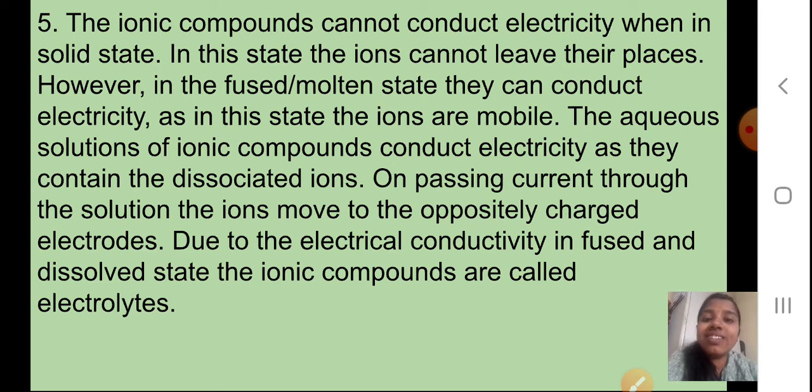Because of the electrical conductivity in fused and dissolved state, meaning in aqueous state or fused state, the ionic compounds we call them electrolytes. Okay, you have studied electrolysis in your 9th standard also. Please go through that again in the 9th standard textbook.